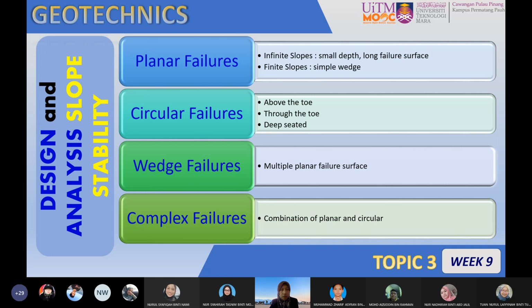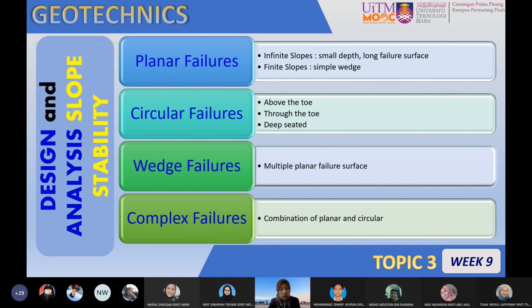So these are the examples of the failure for slope. We have the planar failures, we have the circular failures, we have wedge failures, and the last one is the complex failures. Planar failures can be categorized into infinite slopes and also finite slopes. For infinite slopes, we have small depth, long failure surface. Meanwhile, for finite slope, we have a simple wedge. This one just refreshes what we have learned in the previous class.